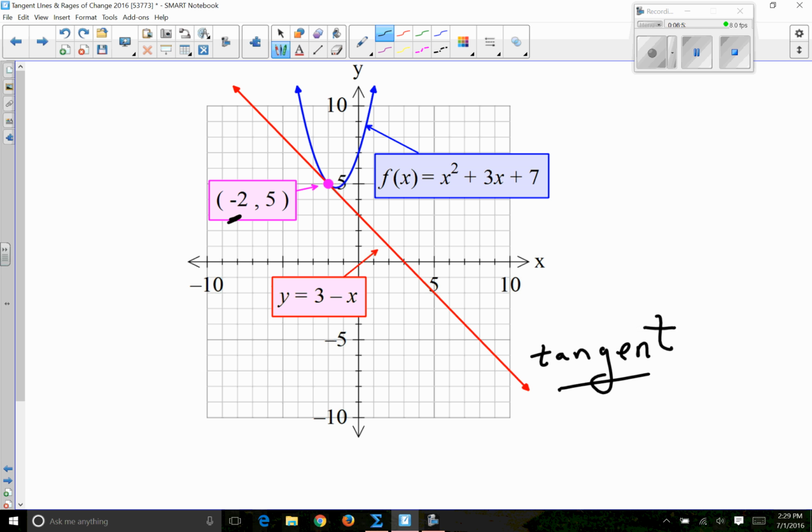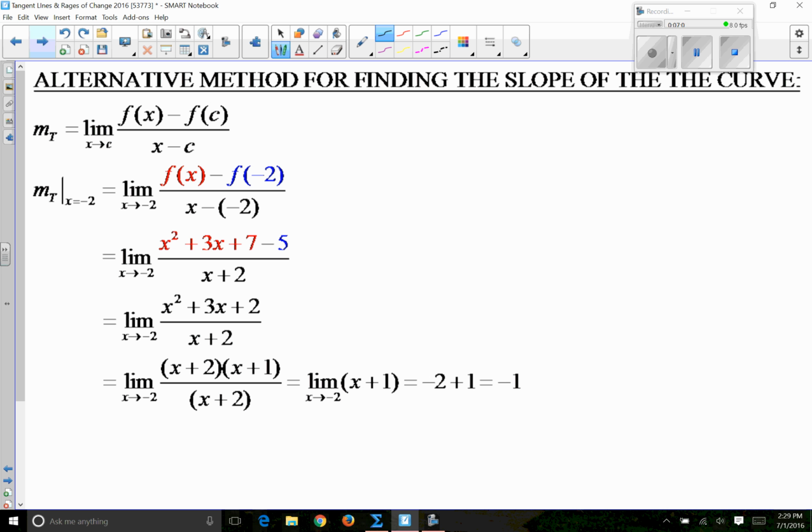That means the line is tangent to the parabola at x equals negative 2. Another way to find the slope is to use one of the other definitions. The slope of the tangent line is equal to the limit as x approaches c. In the last method, we had h approaching 0. And it's f of x minus f of c over x minus c.